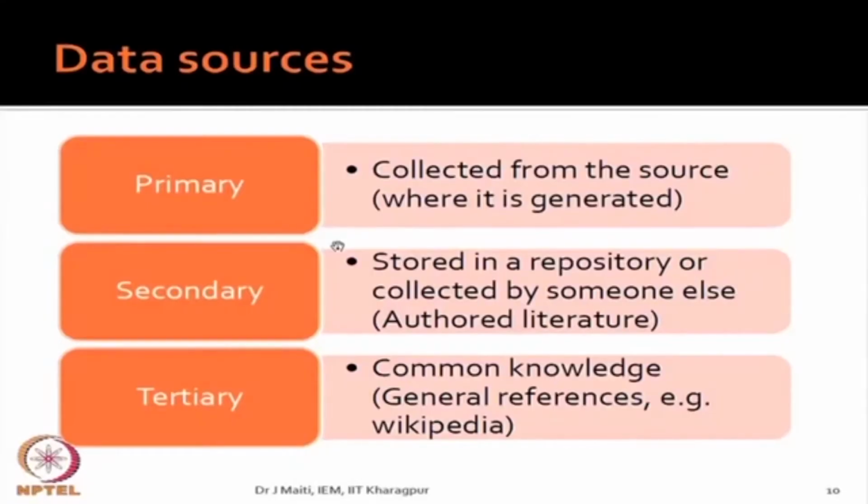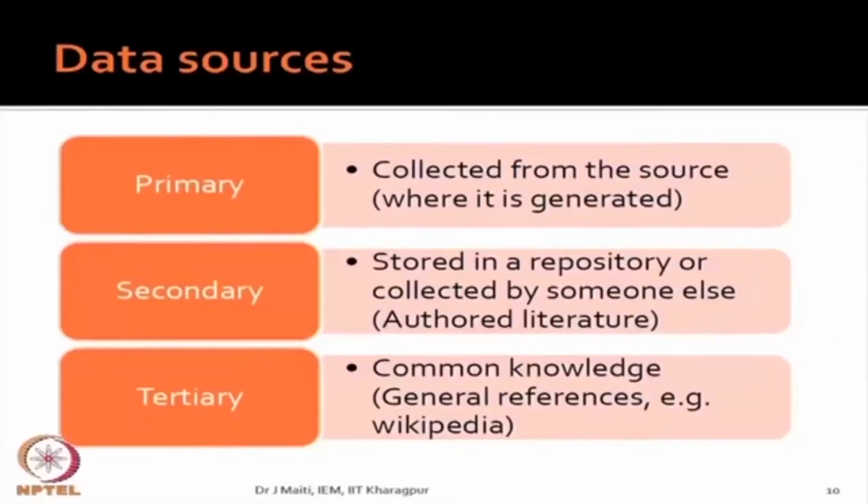So, you now know the different data types. As you will be applying multivariate statistical modeling, you must collect data, so you need to know the data sources. Primary data is collected from the source where it is generated. For example, in the steel washers example, if you go to the production shop and collect data there, that is what is known as primary data.